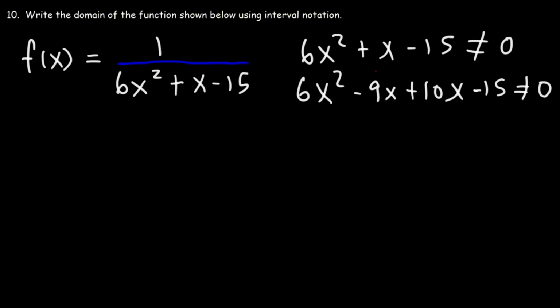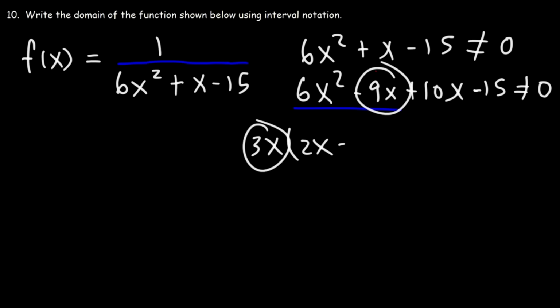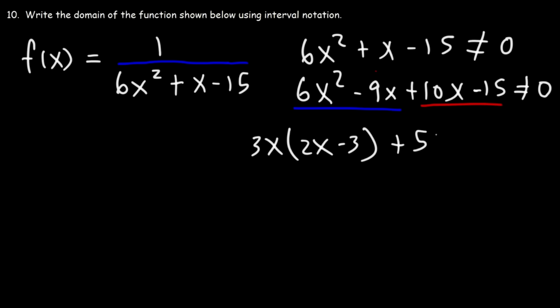So what we're going to do is take out the GCF in the first two terms. The greatest common factor between 6x squared and 9x is 3x. 6x squared divided by 3x is 2x. Negative 9x divided by 3x is basically negative 3. Now, what is the GCF between the last two terms? The GCF is going to be positive 5. 10x divided by 5 is 2x. Negative 15 divided by 5 is negative 3.